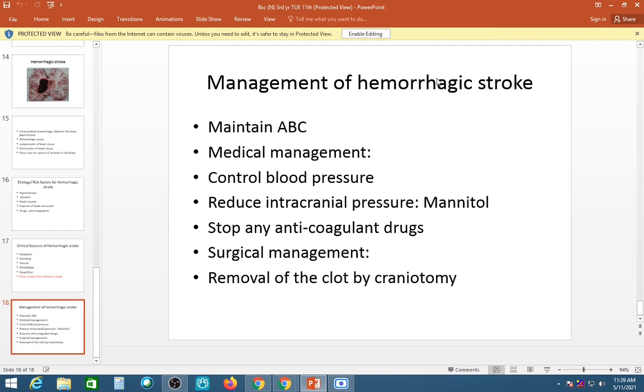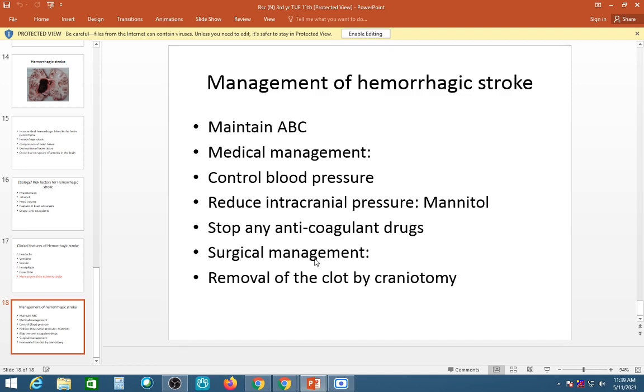In hemorrhagic stroke, again, it is an emergency, so you have to control the ABC: airway, breathing, circulation. In the medical management, control the blood pressure, so the intracranial pressure does not increase and the bleeding does not continue. You have to reduce the intracranial pressure, because this clot is causing lots of pressure inside the brain, by giving medicines like mannitol. If the patient is taking any anticoagulant drugs which are causing the bleeding, we have to see the prescription and stop those drugs or adjust the dose immediately.